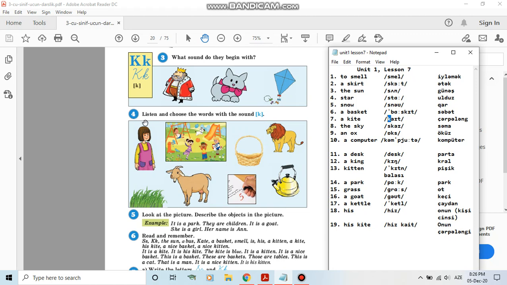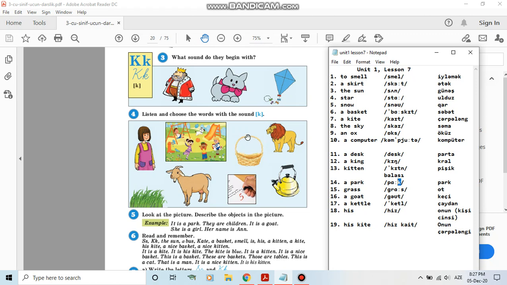Exercise number 4. Listen and choose the words with the sound K. Dinləyin və k səsi olan sözləri seçin. This is a goal. Goal. It doesn't have the sound K. This is a park. Park. It has the sound K.